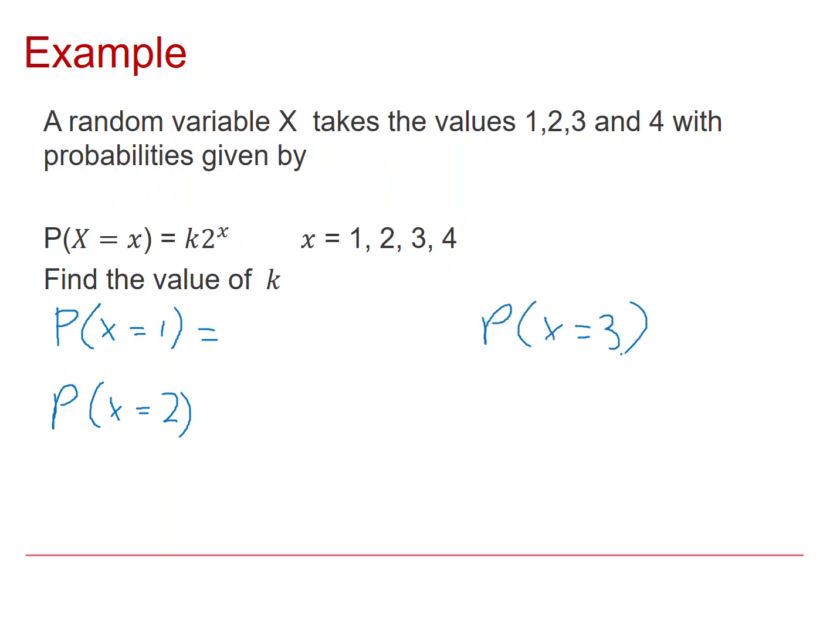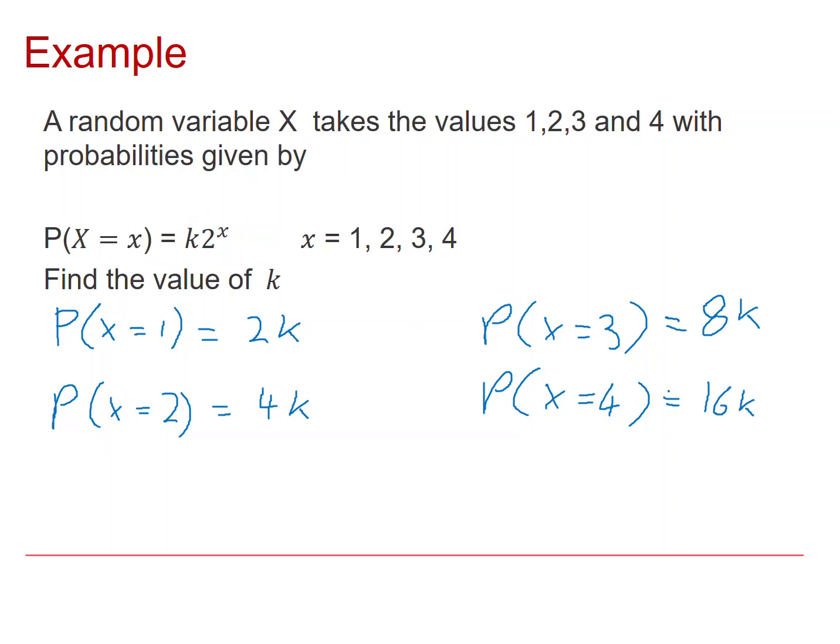So in each case, I'm going to substitute in a value of x. So for the first one, this will give me 2k, because I've got 2 to the power of 1 times k. In the second one, I'm going to get 4k, because that is 2 squared times k. In the third one, I'll get 2 cubed times k, which is 8k. And in the final one, I'll get 2 to the power 4 times k, which is 16k.